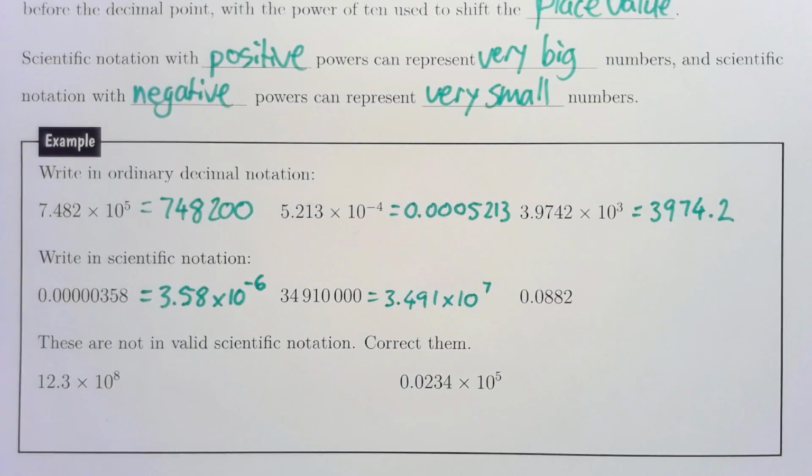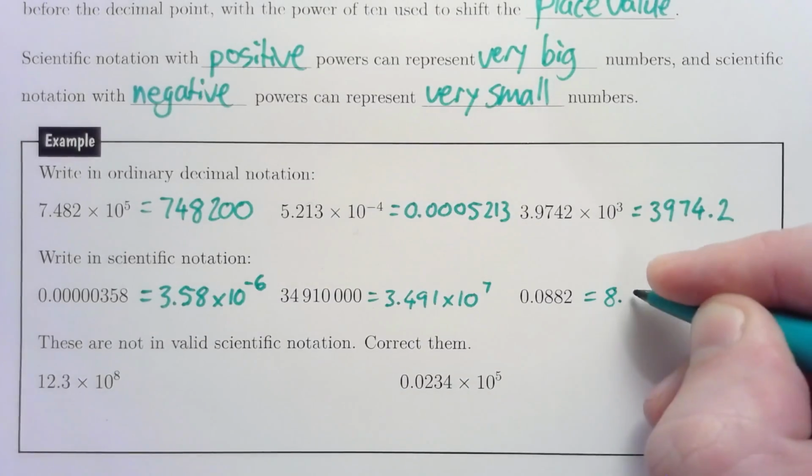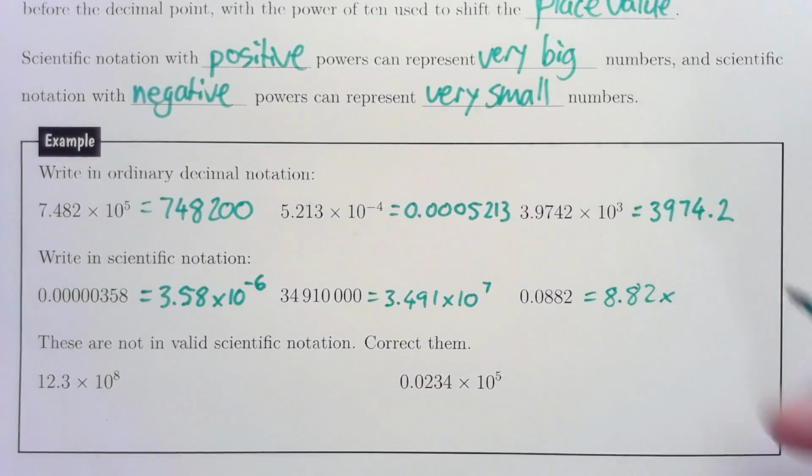Notice we don't need to write down all those trailing zeros because they were originally there just to show the correct place value. But we don't need them to show place value anymore. That's what our power of 10 is doing. And this number has its first digit, 8, in the 2nd place to the right. So this is 8.82 times 10 to the power of negative 2.